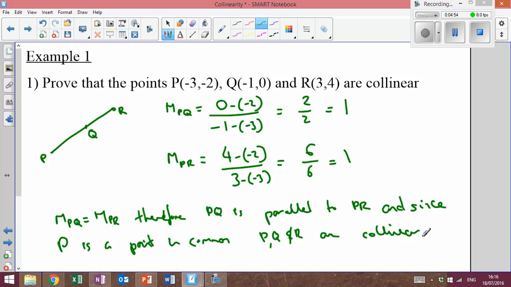That's your full explanation. There's 4 parts to it. First, you say the gradients are equal, that's what I found out. That tells me that those two things are parallel, and because P is in both, they have to be collinear. That's your full explanation there. That's what proven collinearity is always going to be: same gradients, point in common, therefore they're collinear.